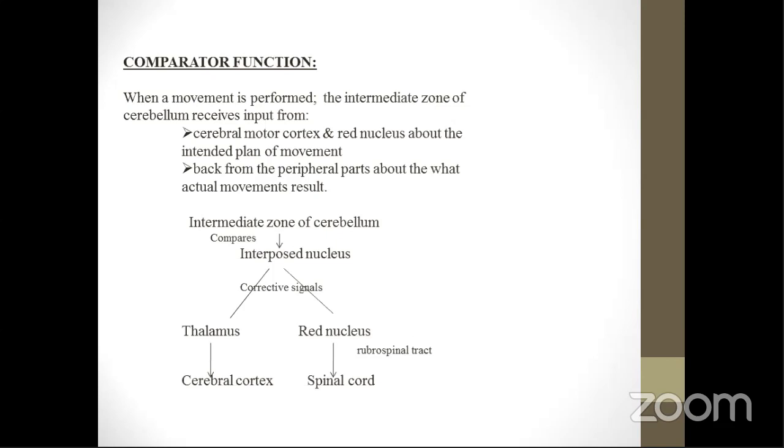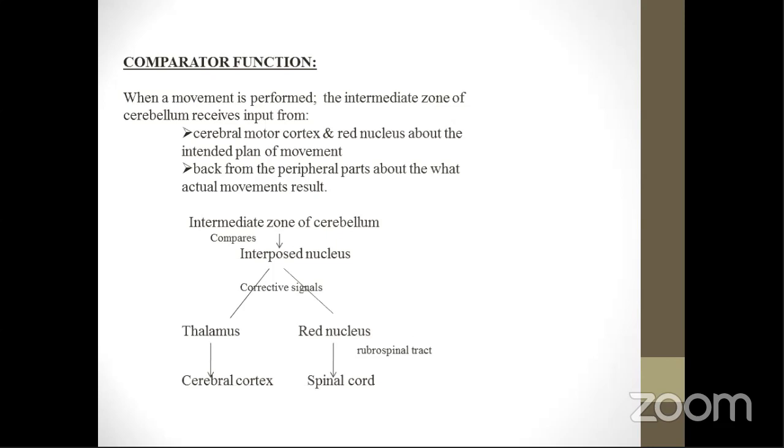So what it does, it compares what is happening. If both are matched, it's okay. If they are not matched, then this information will be sent to the interposed nucleus. The interposed nucleus will correct the signals. Say for example, there is disparity between these two, the plan and the actual movement. It will correct the signals again, and these corrective signals will be sent to both parts: the higher centers via the thalamus, and the red nucleus via the rubrospinal tract to the spinal cord. So the spinal cord again will give to the muscles. Then the activity will be changed.